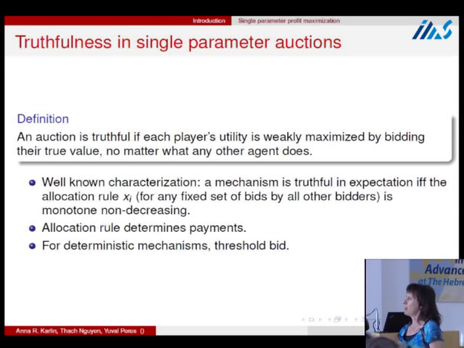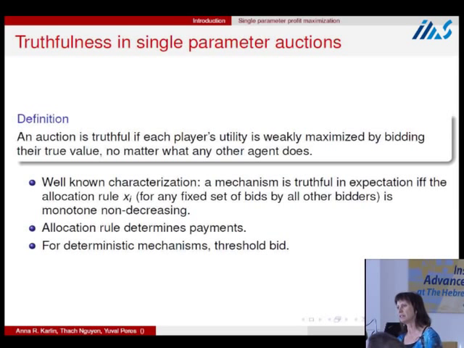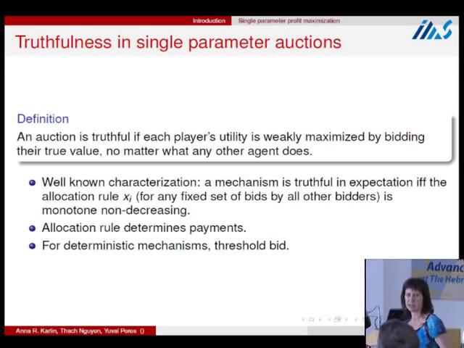Let me just remind you that in single parameter settings, we actually understand what truthfulness means pretty well. There's a well-known characterization due to Myerson, I guess originally, that a mechanism is truthful in expectation if and only if the allocation rule, once you fix the set of bids for everyone else, the allocation rule for player i is monotone non-decreasing. And once you specify the allocation rule, the payments are determined. And for deterministic mechanisms, this boils down to, given the bids by everyone else, there's some threshold bid above which that player wins, and that'll be the price they pay.